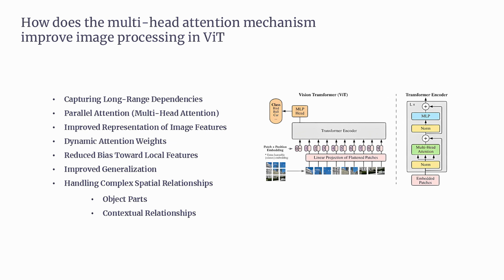In summary, through multi-head attention, ViT can handle complex relationships like these by allowing all patches to communicate and adjust their understanding based on the entire image context.